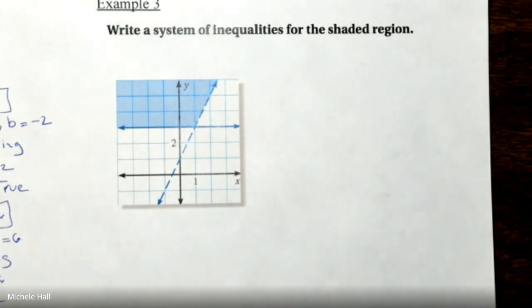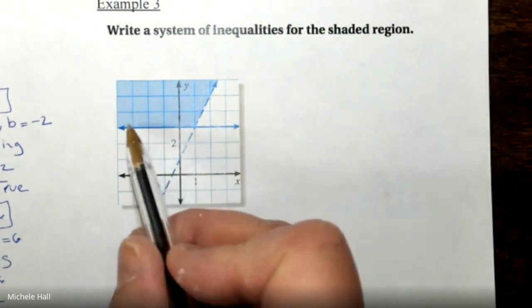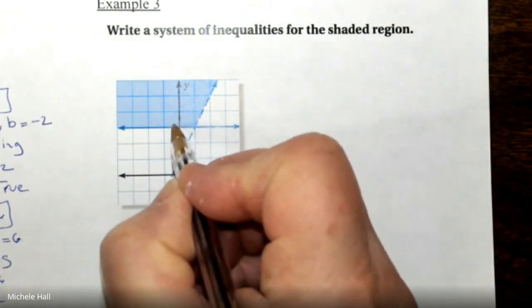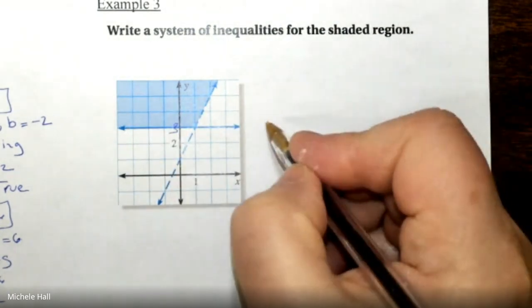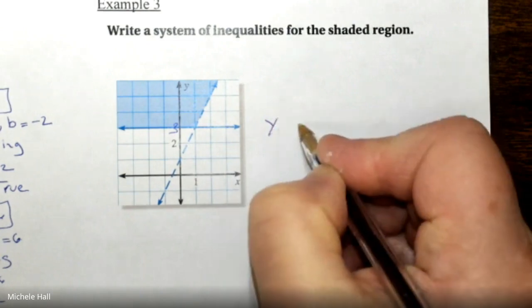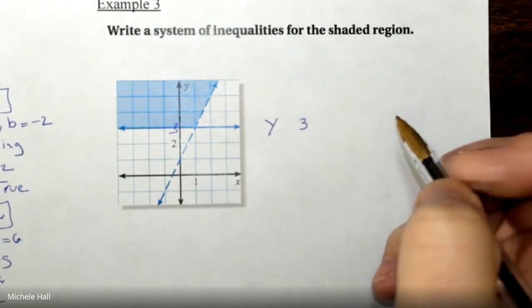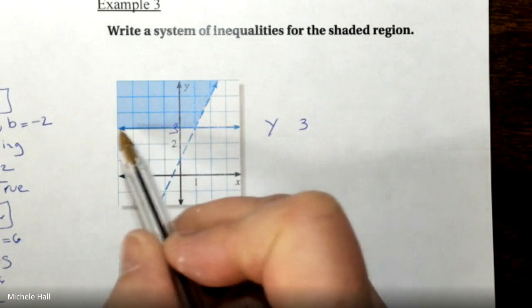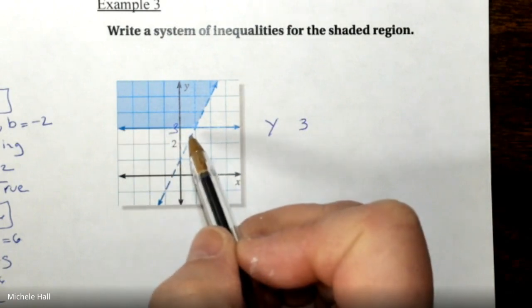Now we're going to go in the opposite direction and we're going to write an equation from a graph. Let's start with this horizontal line that is at 3. And so we know horizontal lines would be y equals a number. And it is a solid line, so it's going to have the equal sign.